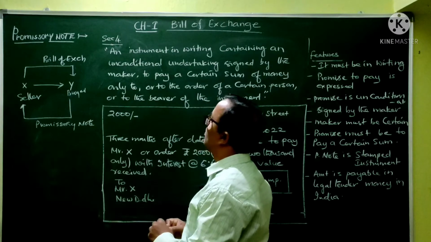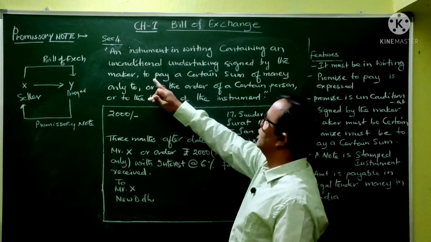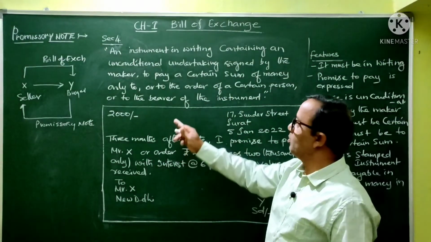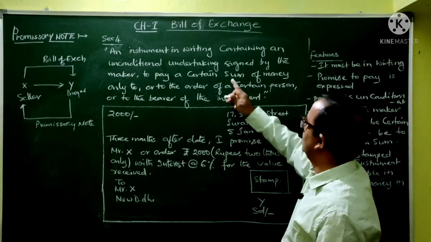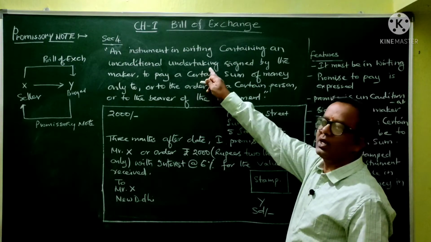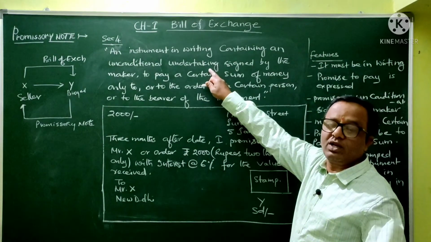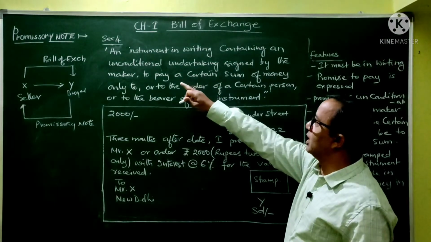Now let's see this particular definition. This promissory note is an instrument in writing, so it is also in written form only. A promissory note contains an unconditional undertaking. An undertaking is nothing but a promise which is given in writing. It is an unconditional undertaking.